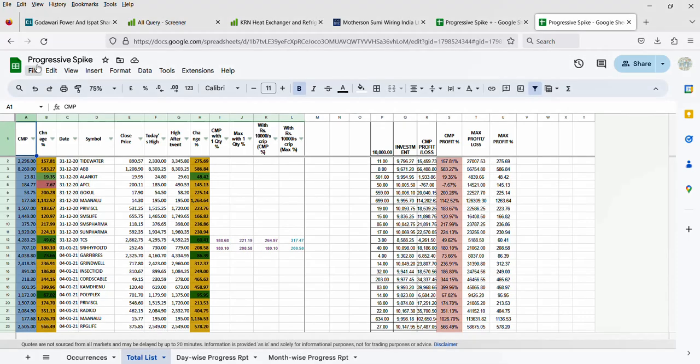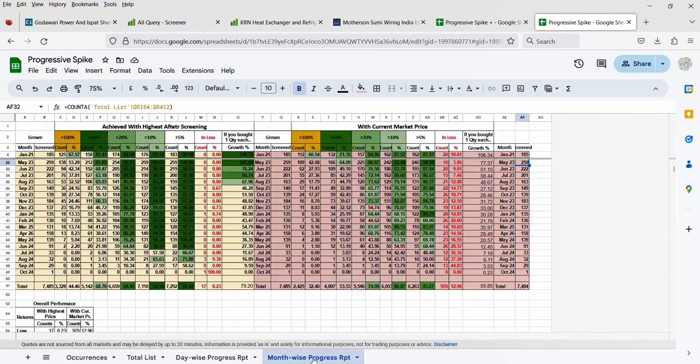Hi friends, earlier we had the progressive spike scanner and it was functioning well. If you cross-check the month-wise report, it is giving almost 55% return and 83% are above 5%. Only 13% are below, at a loss. So this was the scanner developed earlier.